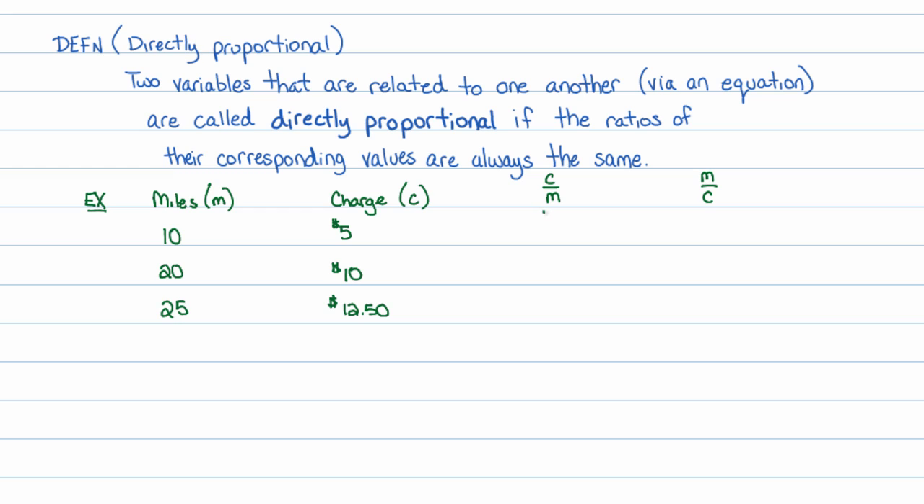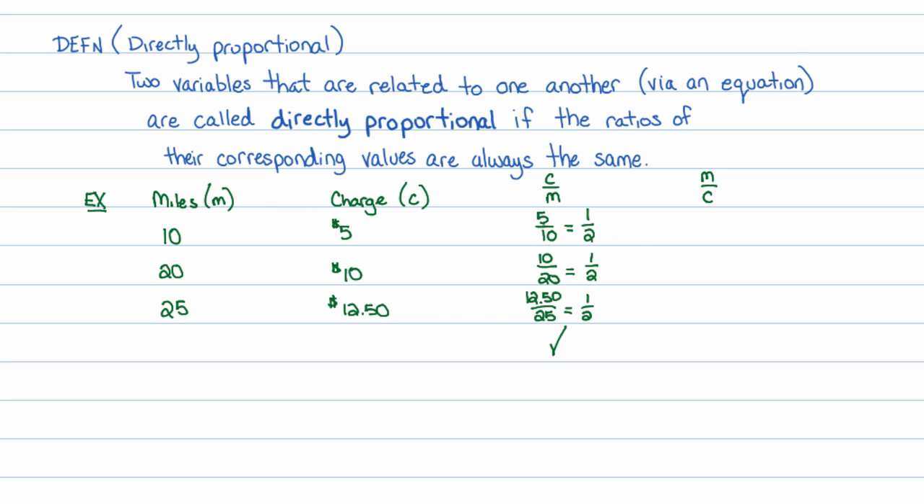So if you did C over M, for example, you get 5 out of 10 for at least this first row, which when reduced is 1/2. For the second row you would have gotten 10 out of 20, which when reduced is 1/2. And again, for the third row, you'd get the improper fraction 12.50 over 25, which when reduced is again 1/2. Notice that all these ratios are exactly the same. So this means that these two variables are directly proportional, or they're proportional. That's another way we say this.